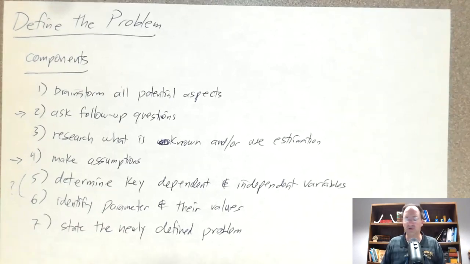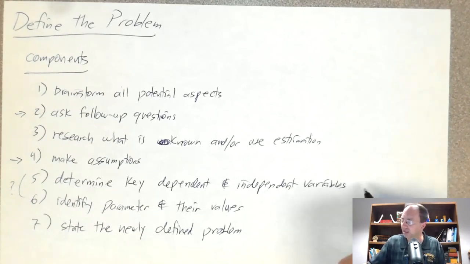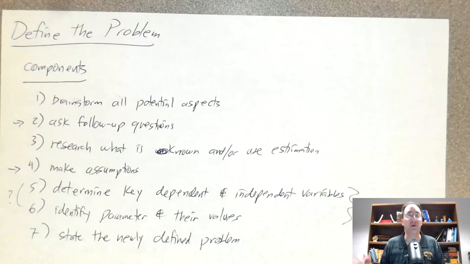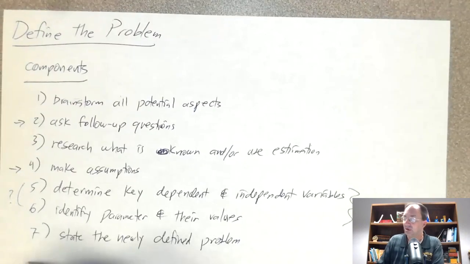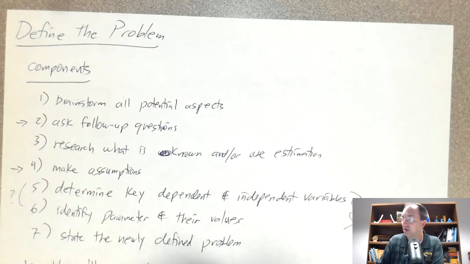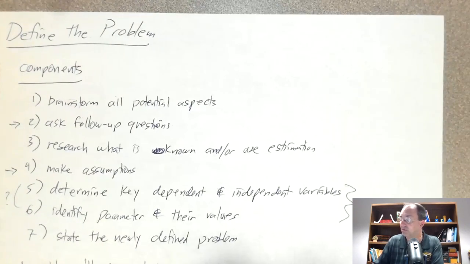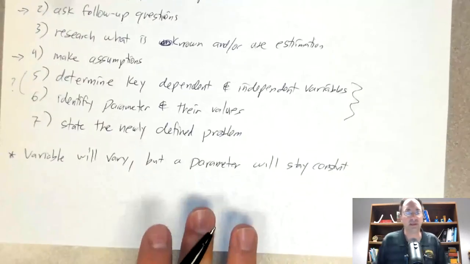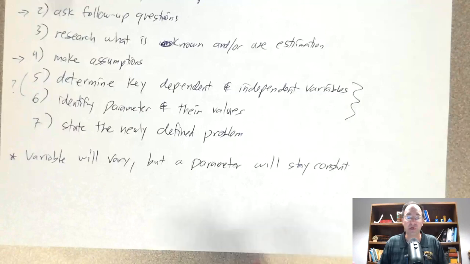Now, before we go into an example, one thing I do want to say a little bit more about is the difference between a variable and a parameter. So a variable, as you might guess, will vary, but a parameter will stay constant. Okay. And notice what is a parameter and what is a variable can change depending on what you care about.